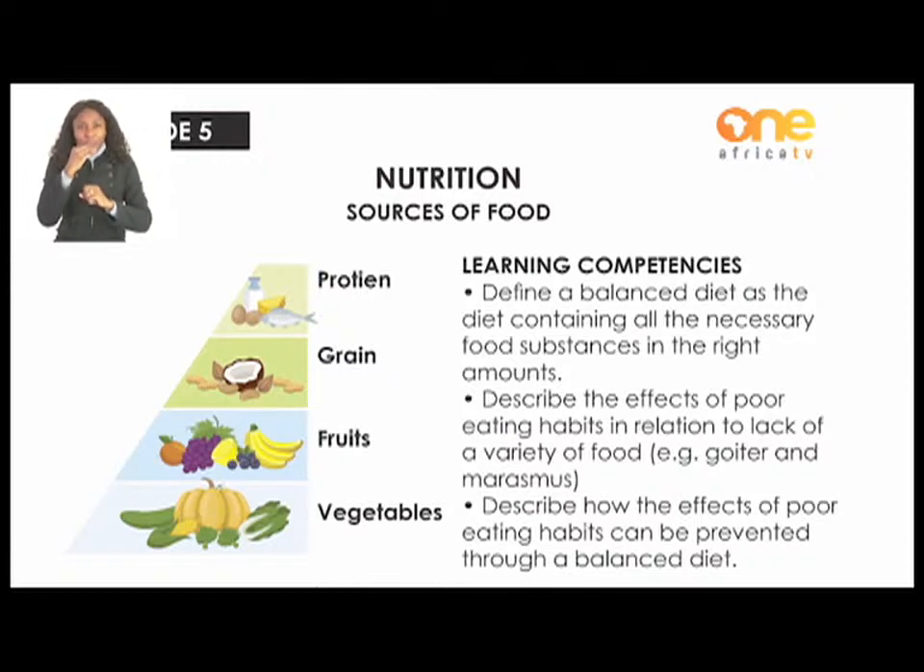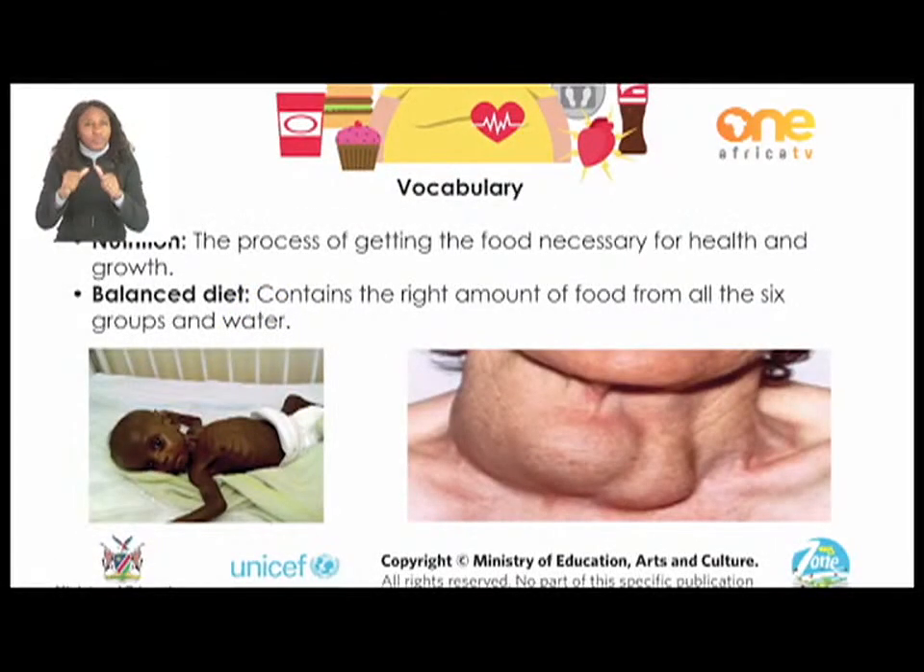Before we go deep in detail, let's look at our competences. Boys and girls, remember that competences serve as question examinations. So our competences for today are: defining all the necessary food substances in the right amount; describing the effects of poor eating habits in relation to lack of variety of food, for example, goiter and marasmus; and describing how the effects of poor eating habits can be prevented through a balanced diet. Our three basic competences. Well, to continue, let's look at our vocabularies.